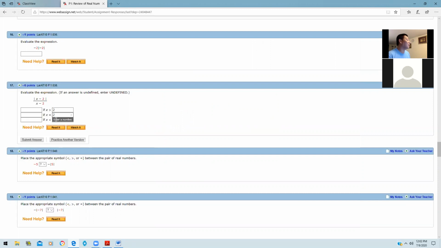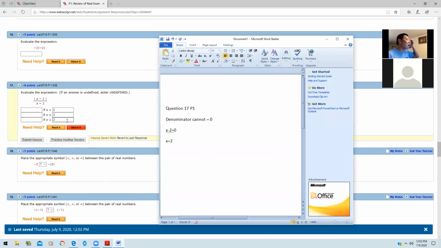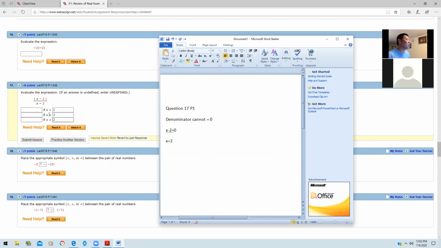This is what we call domain restrictions, which you will learn in college algebra. It tells us what happens when x is greater than 2, equal to 2, and less than 2, and these 2's come from your denominator. So let's talk about what happens when x is greater than 2. Can someone give me a number that is greater than 2?